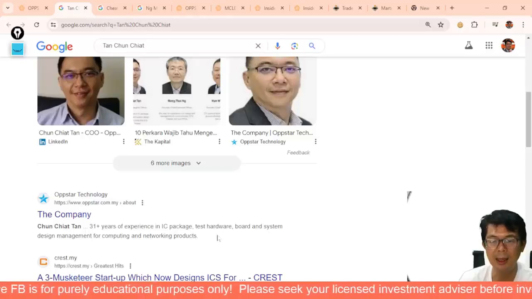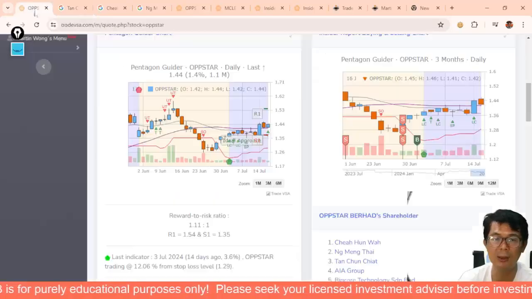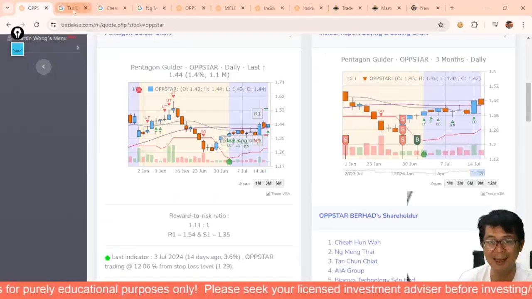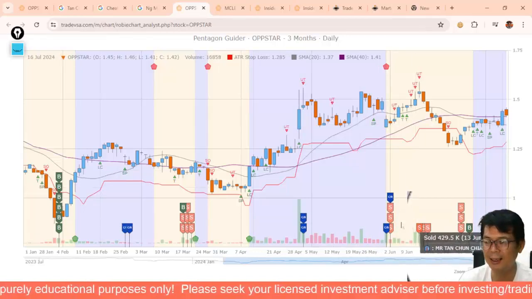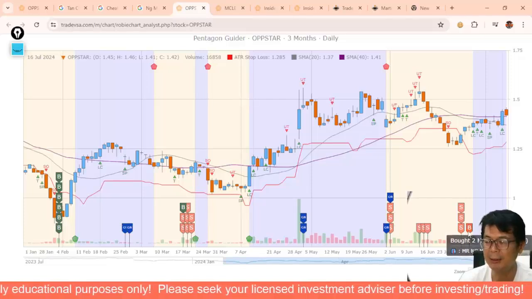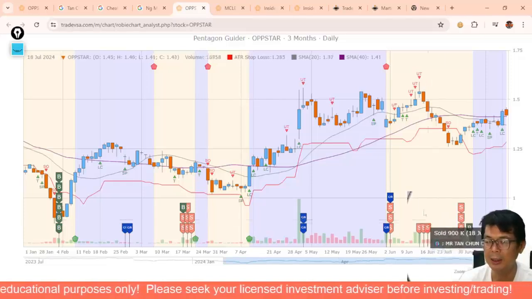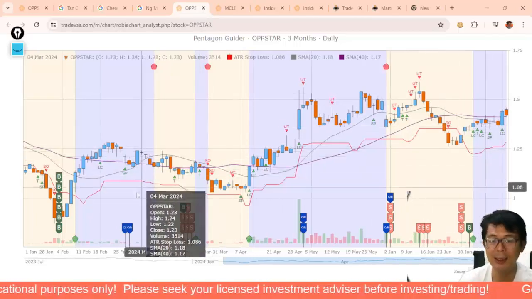Opstar, test board, design, Three Musketeers, they founded it. These are the three owners lah. So they are cashing out lah. So you can see now these fellas are all cashing out. Tan Tia, and they are selling, and then Ng Meng Tat buys back 2 million here. So they sell at the high, and then they buy back at the low. Makes sense, right? Okay.